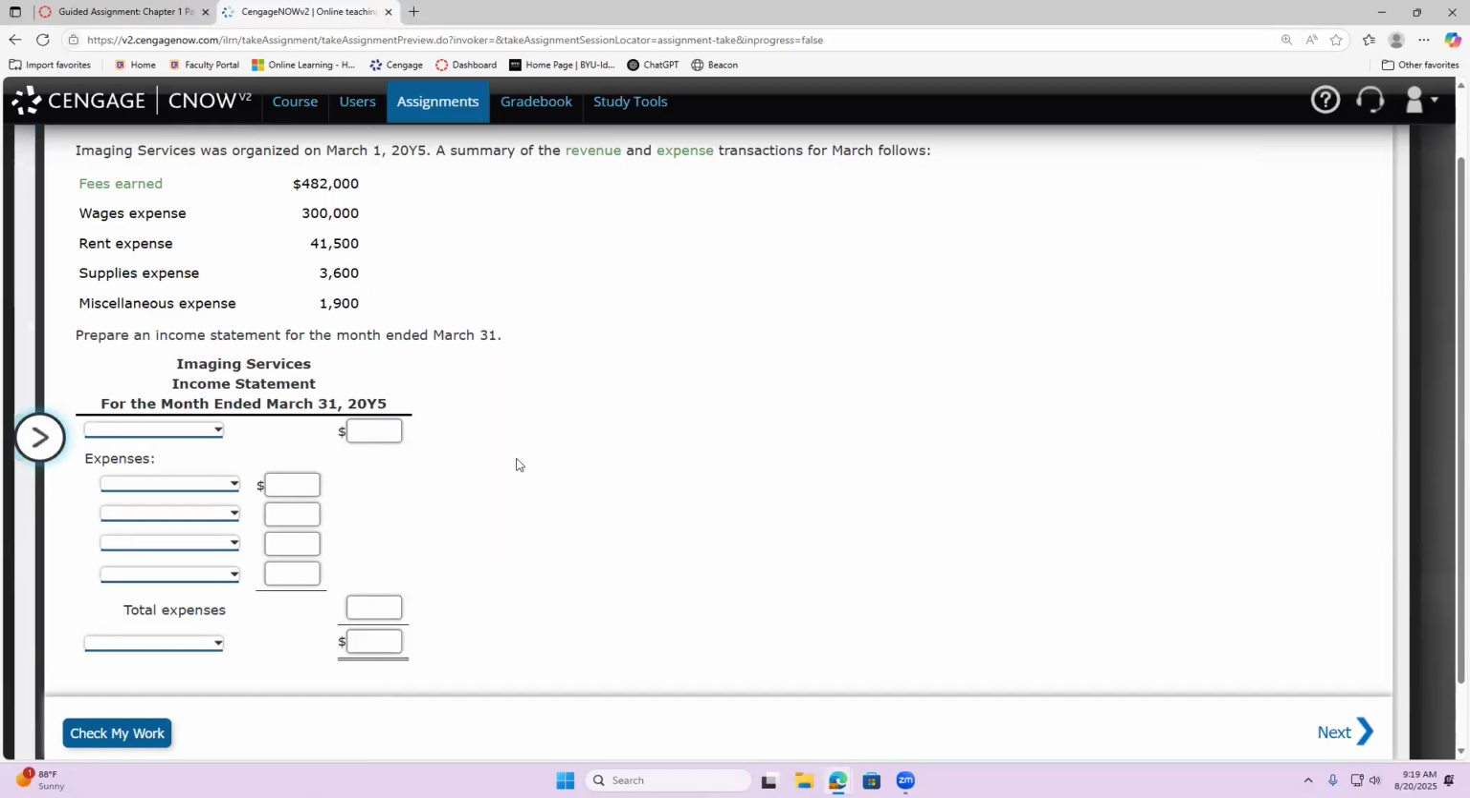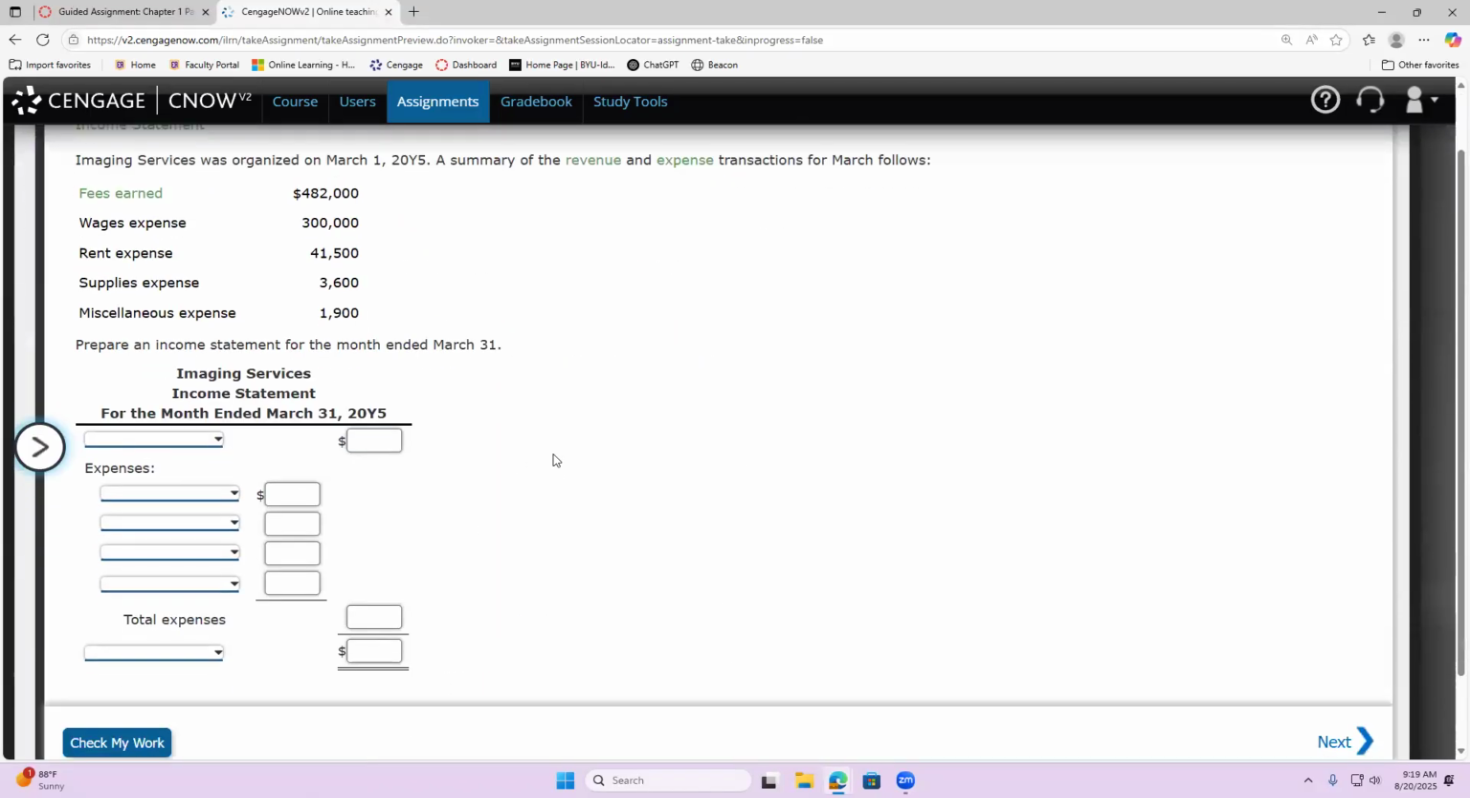All right, question number 1. Imaging Services was organized on March 1st, 2025. A summary of the revenue and expense transactions for March follows. So all they're asking us to do here is prepare an income statement, and we don't have to do anything fancy because it's giving us all the numbers. We just have to figure out where to put them. Okay, so that's how this first one is set up.